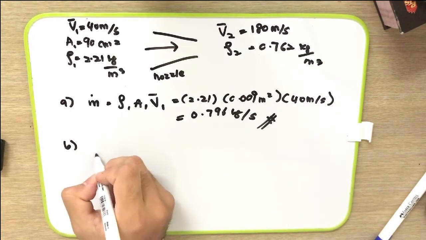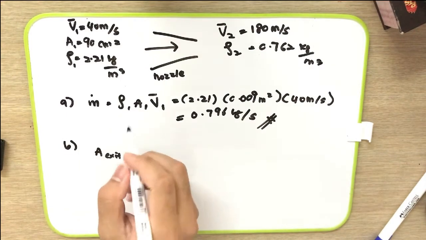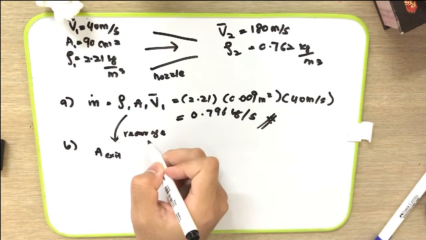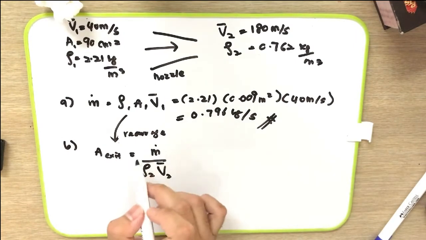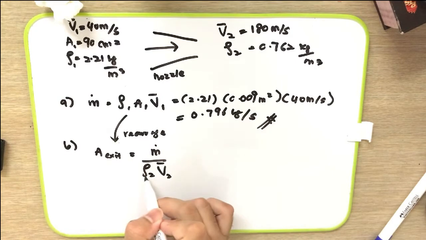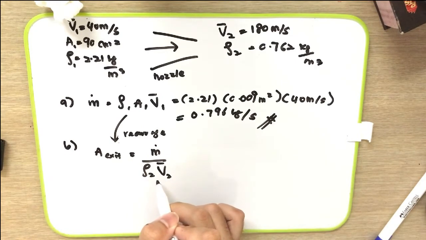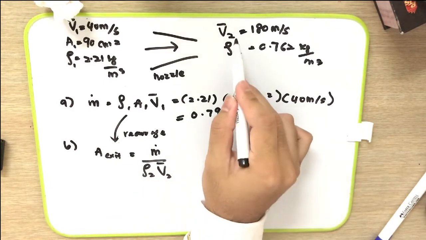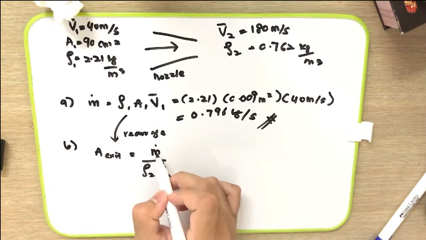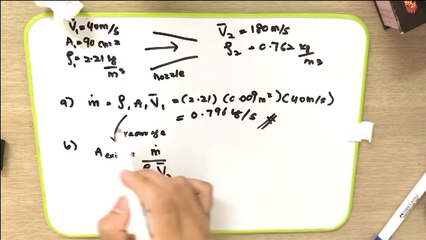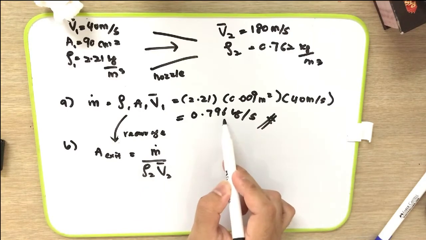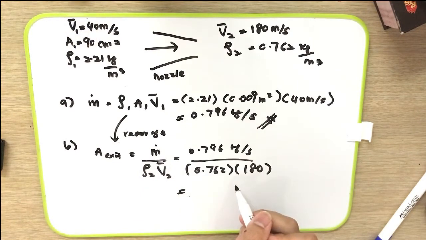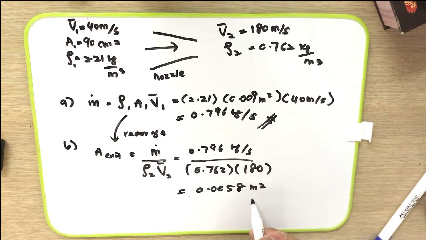Next, we have to find the area at the exit. By using this equation, we can just rearrange and we will get A, but we need to find the area of the exit. So for rho 2 and also V2, we should use the rho at the exit and also the velocity at the exit. We have the rho and also the V, so we just substitute in. For m, we will use the m that we found in A, which is 0.796. We substitute in. Then we will get the value for A at exit is 0.0058 meter square. So this is how we find the A exit.